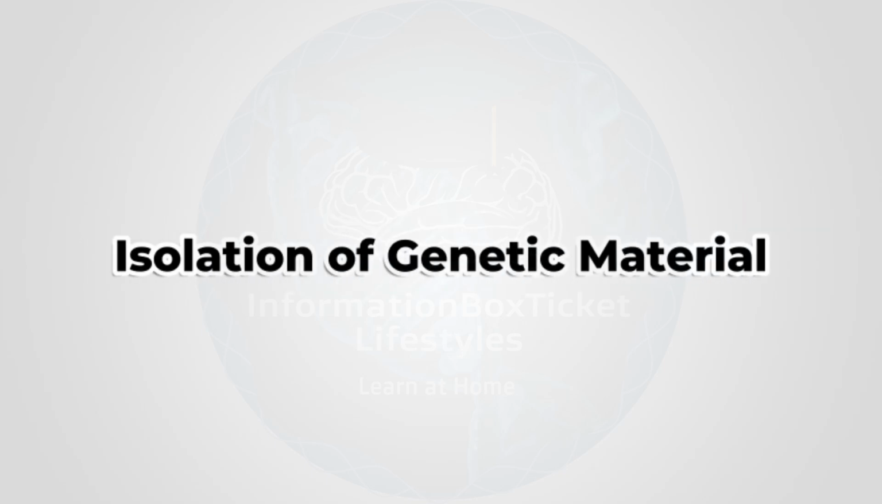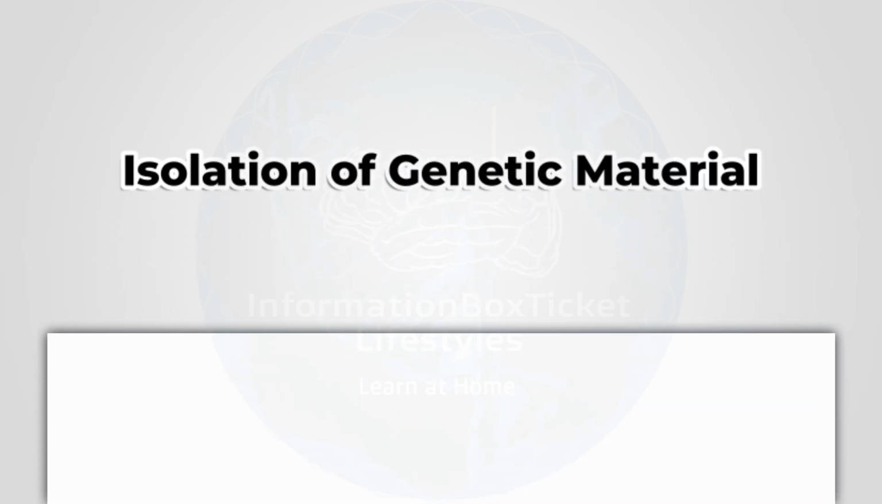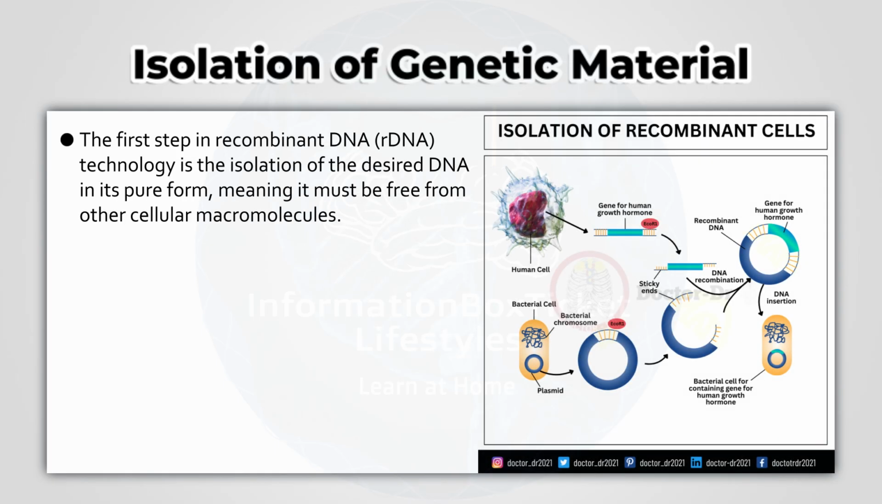Isolation of genetic material. The first step in recombinant DNA technology is the isolation of the desired DNA in its pure form, meaning it must be free from other cellular macromolecules.